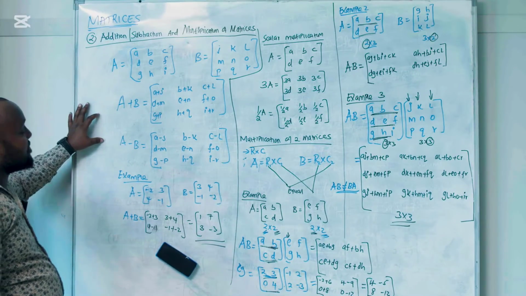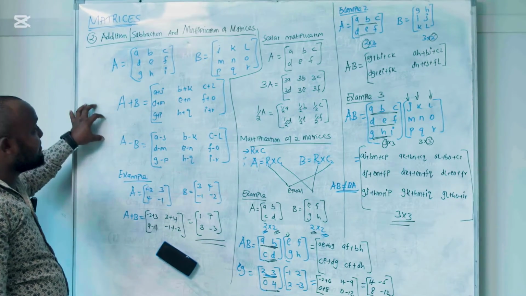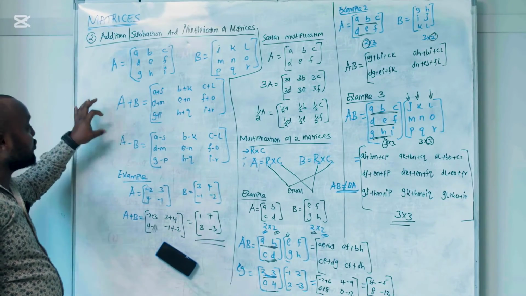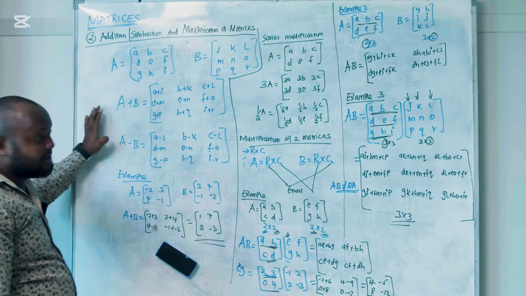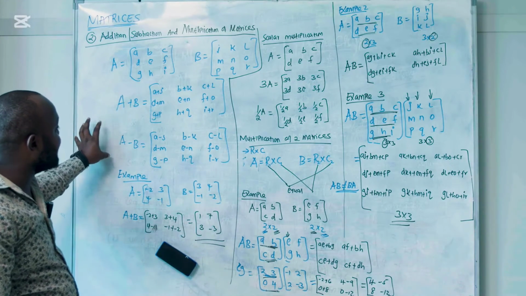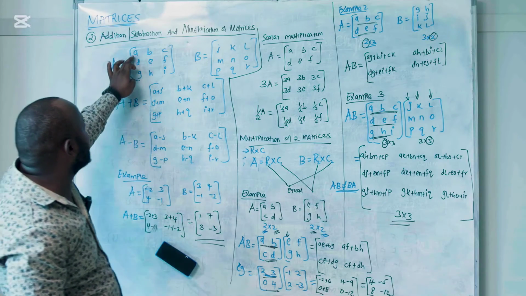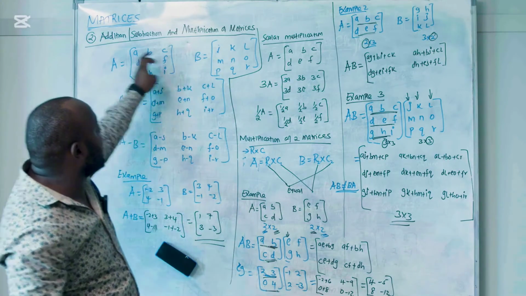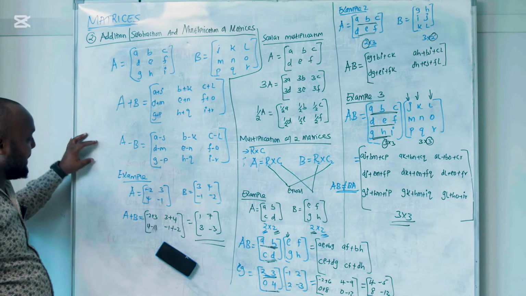When it comes to addition, we said if you are to add or subtract two matrices, they must be of the same order. That is 2 by 3 and 2 by 3, 3 by 3 and 3 by 3, 2 by 1 and 2 by 1. They must be of the same order. So you add the corresponding values. I showed you the first one and the first one, second and second, you add like that, you get the addition or the subtraction of matrices.